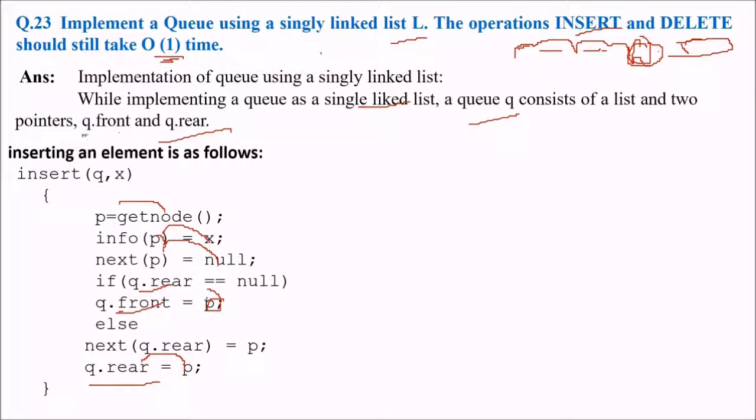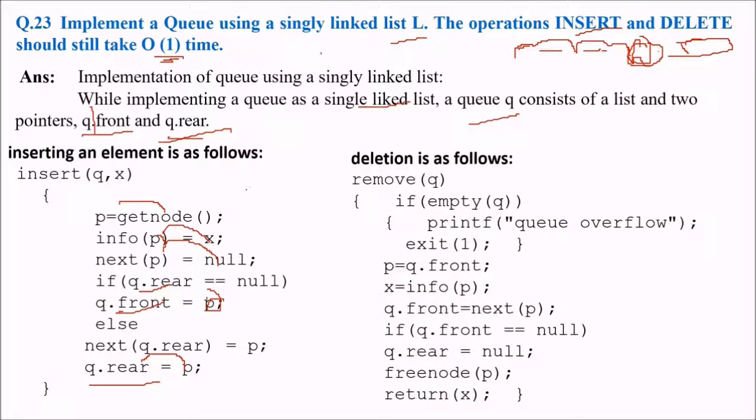So if q front and q rear are two pointers to represent front and rear, this is how insert will be done. And the deletion would be something like this: if q is empty, if the q is having no element, how can you delete it? So if q is empty, then we report q underflow. Otherwise we assign q front to p and the information part to x, and the next of p to q front. And if this q front is null, we assign null to q rear, and we free that node and we return x. This is the way we can implement a queue using a single linked list.